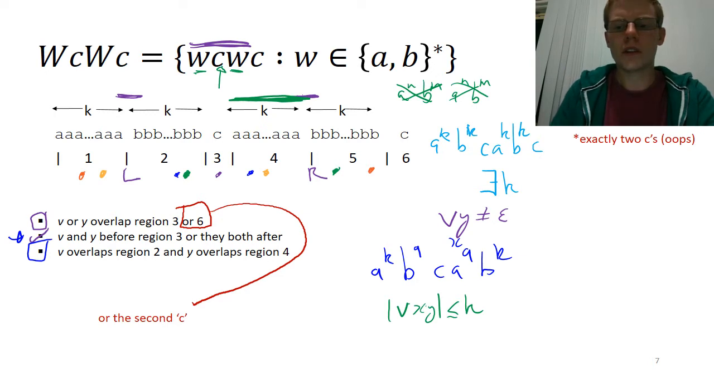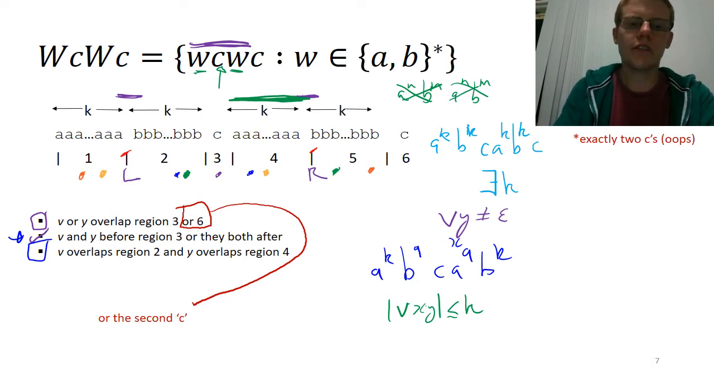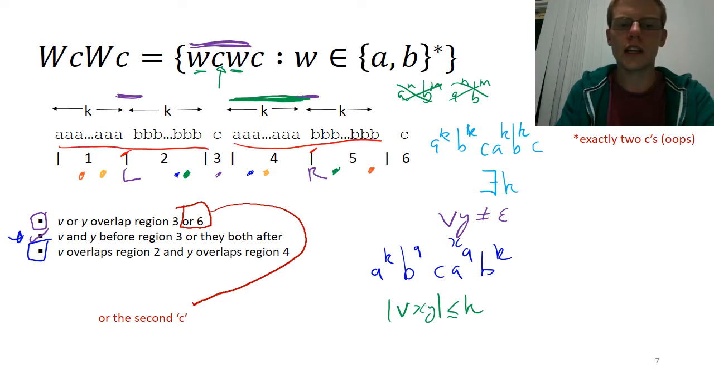And we don't explicitly handle the cases where something's overlapping here, because we already considered the possibility of V and Y being entirely in this region and entirely in this region without worrying about where they were. And we obviously don't have to worry about V or Y overlapping this section here and simultaneously sitting over here, because that would require it to be longer than k characters.